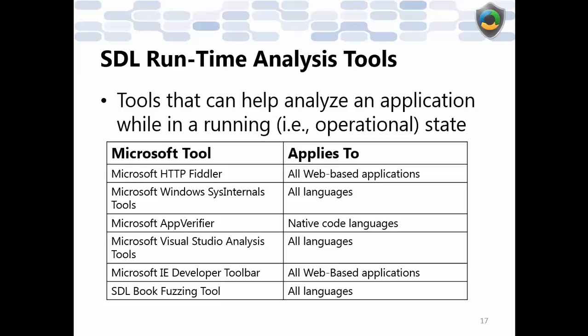Next, you see Microsoft Application Verifier. App Verifier can be used to identify security issues related to heap overruns in unmanaged code. Following that, we've got Microsoft Visual Studio Analysis tools. Several runtime analysis tools like App Verifier are bundled within Visual Studio. Next is the Microsoft IE Developer Toolbar. The Internet Explorer, or IE, team has published a toolbar useful for debugging and analyzing web-based apps. And that tool can be downloaded.